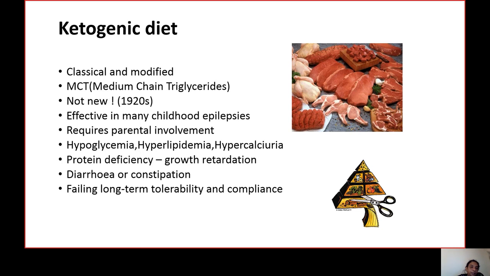But the only thing is, the ketogenic diet has not been used very frequently due to the practical difficulty of using it in children. It's effective in many childhood epilepsies, not only to control the seizures, but also to improve the development and the behavior. But of course, it needs parental involvement. And if there are other children in the family, they also can't use sugars and carbohydrates, because otherwise we cannot control this child. There are also side effects like hypoglycemia, hyperlipidemia, protein deficiencies, diarrhea and constipation. So that makes the ketogenic diet fail in the long term, especially with compliance as the child grows.